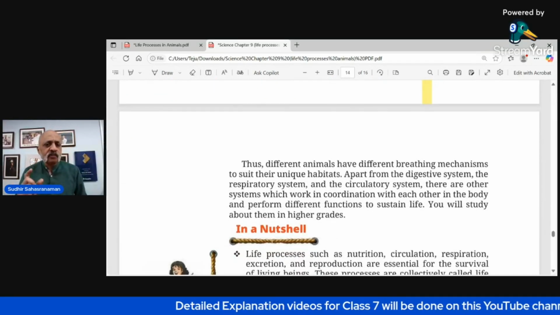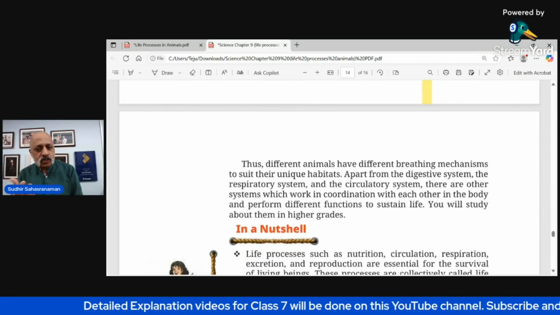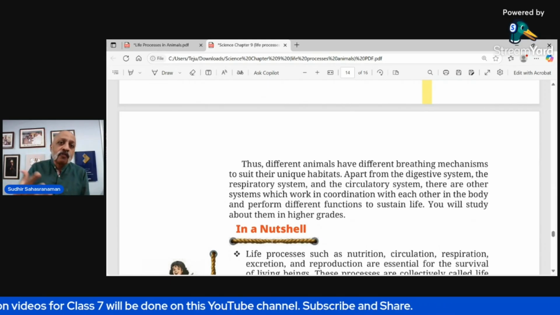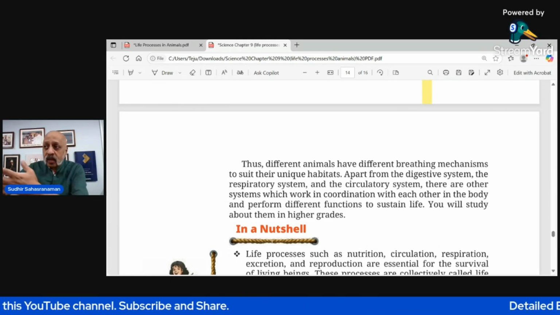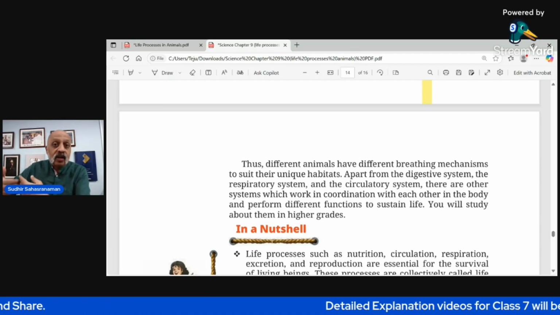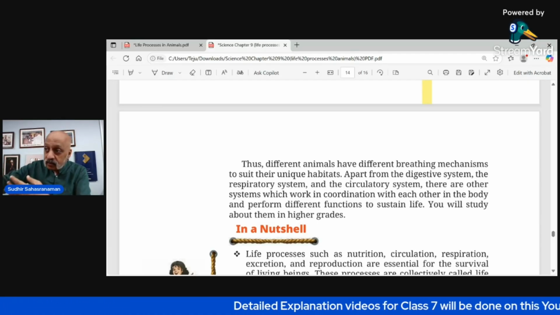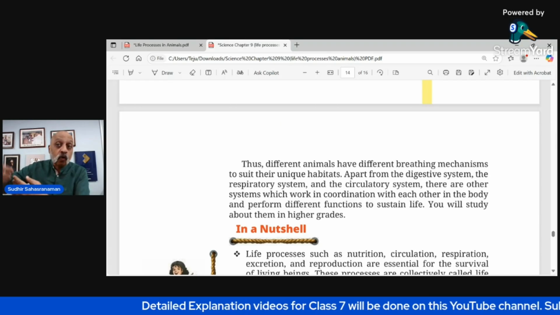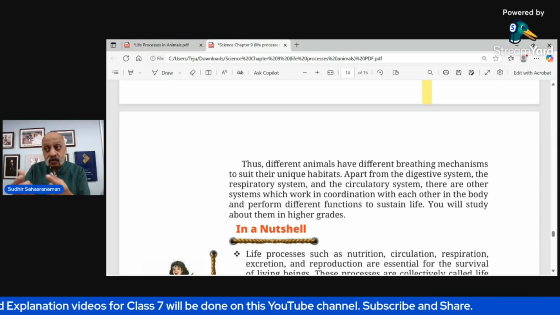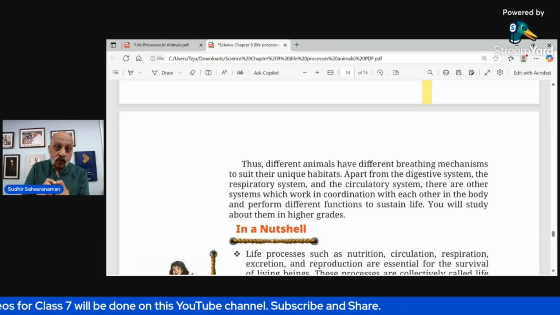So what you essentially find is that different animals use different kind of breathing mechanisms to suit their different kind of habitat. Habitat is what? We learned it in class 6. Habitat is essentially the ecosystem that you live in. We live on land. The frogs live on land as well as on water. The fish live inside the water, right? So different organisms, depending on the kind of habitat they live, they have adapted.